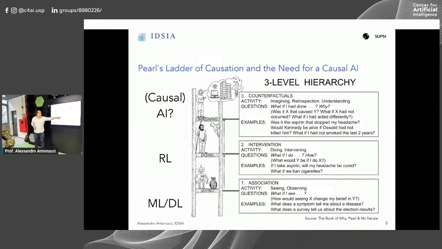Intervention, reinforcement learning is here, if you want, because you do an action, and doing an action is not like doing an observation. So in this sense, reinforcement learning is there. Elias is working on this. Elias is working everywhere, basically. But also, in fact, he's doing stuff about reinforcement learning with causal interpretation, which to me makes a lot of sense. But it's complicated, of course.